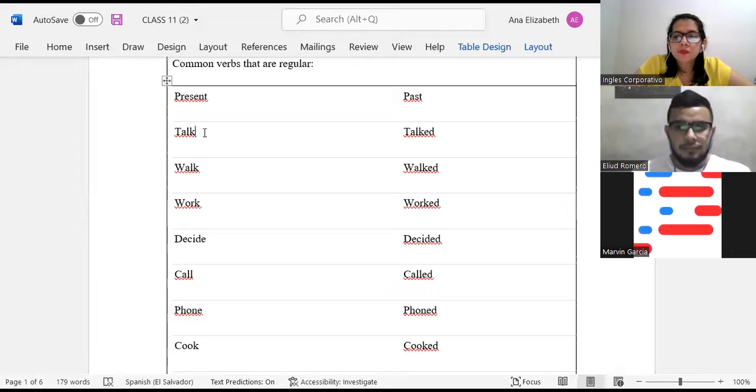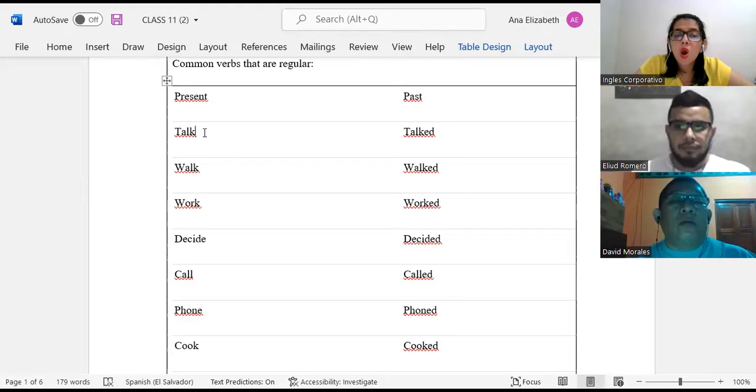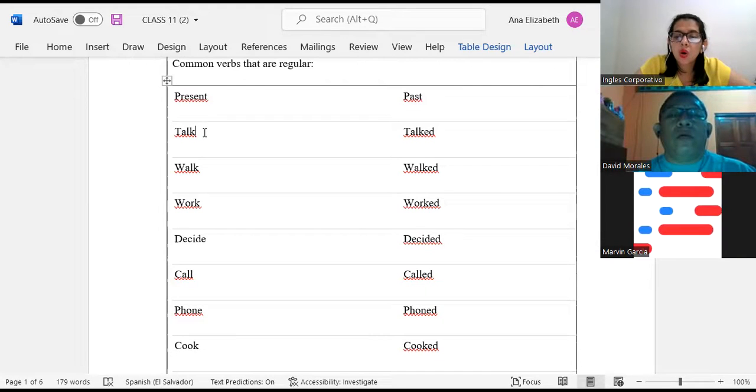The other one? Walk. I walk on the street. Excellent. Walked. ¿Sí? Walked es el pasado. O sea, van los dos sounds de la K y la T al final. Walk. Walked. Excellent. The other one we have.